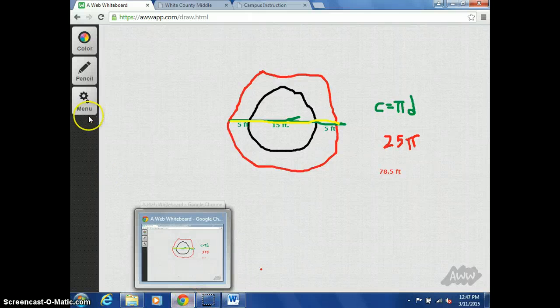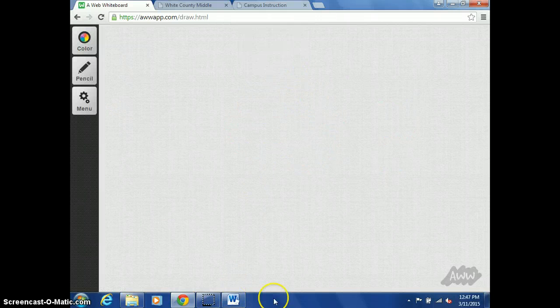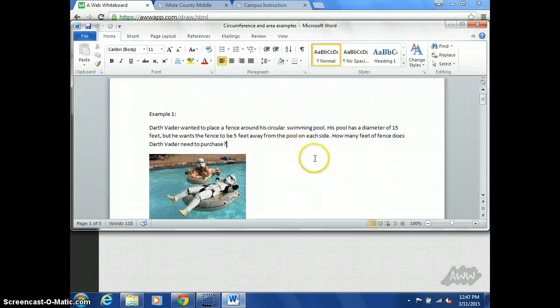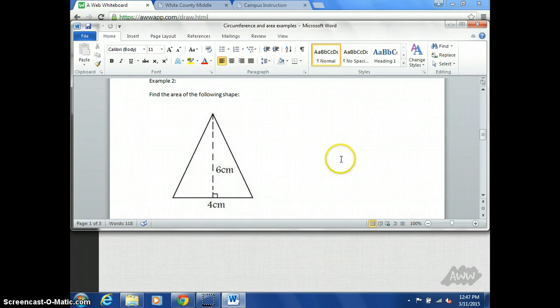All right, let's move on to the next one. Let me clear this one off. All right, let's read what we have next. Oh, this one's a little easier. Find the area of the following shape. Well, what shape is that?